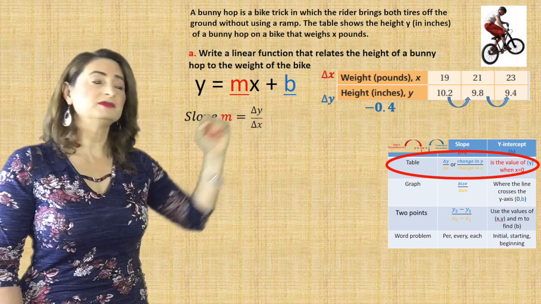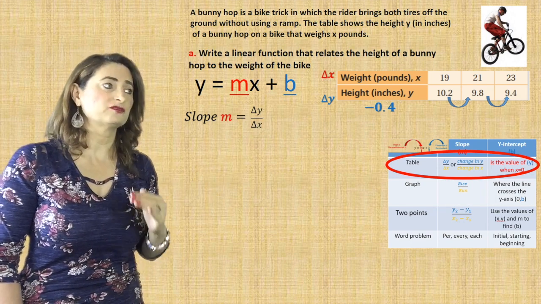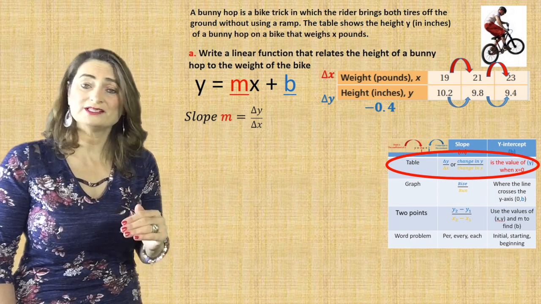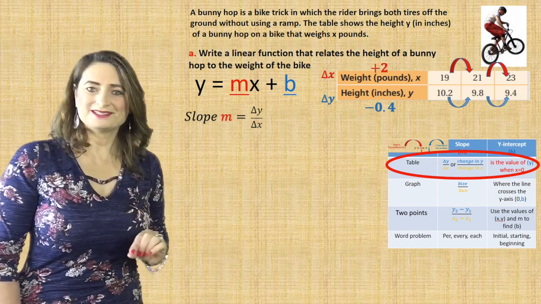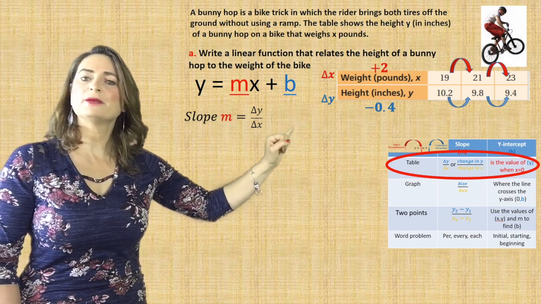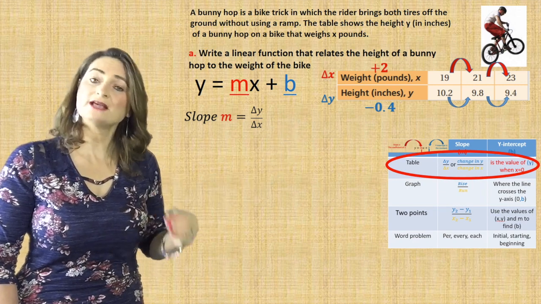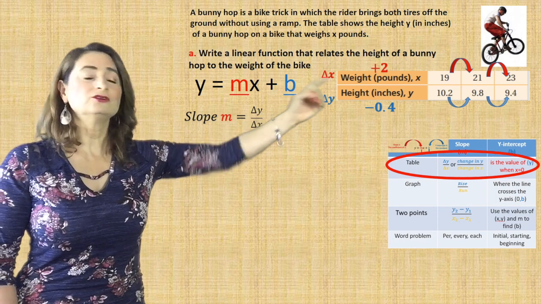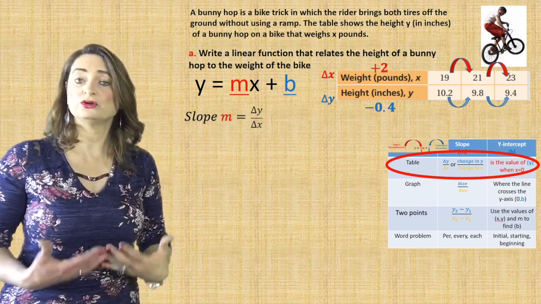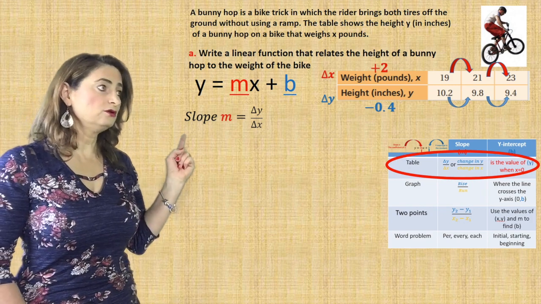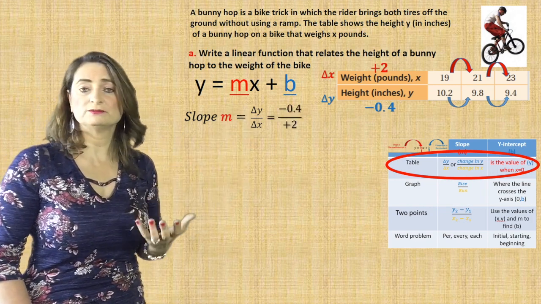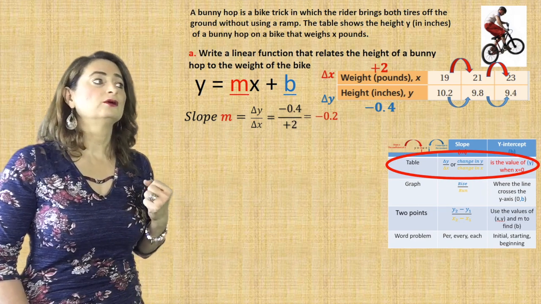Delta x means the change in x. How did x change from 19 to 21 to 23? It increased by 2, which means the height of the jump in inches decreases by 0.4 inches every time the weight increases by 2 pounds. And that's the relationship between the two variables. So the slope is negative 0.4 divided by positive 2. Simplify that, it gives you negative 0.2.